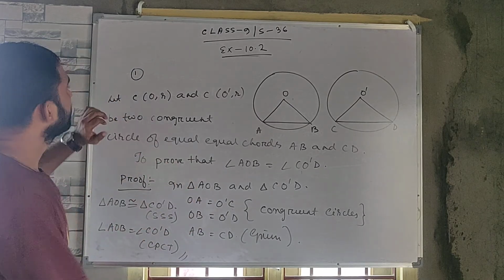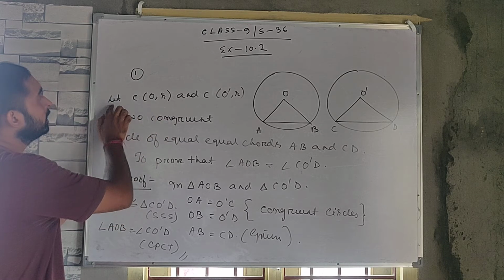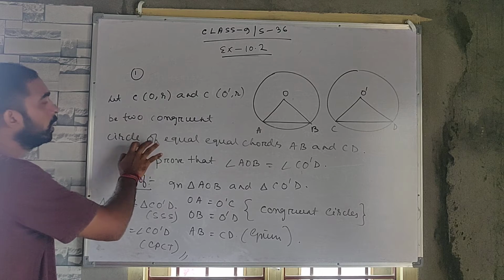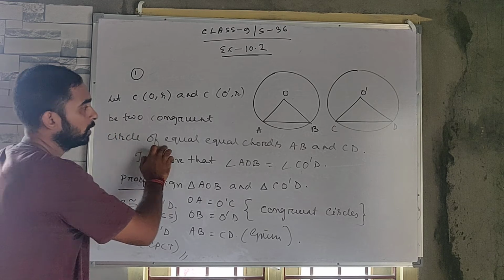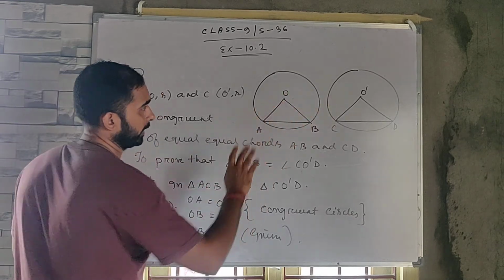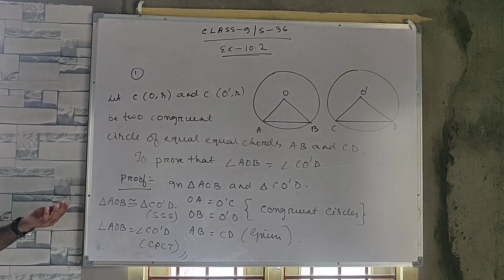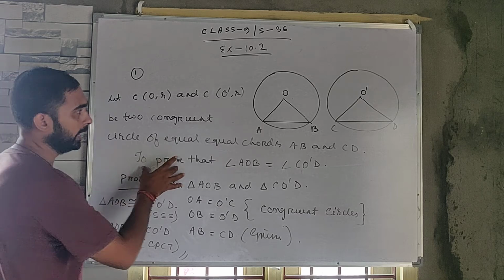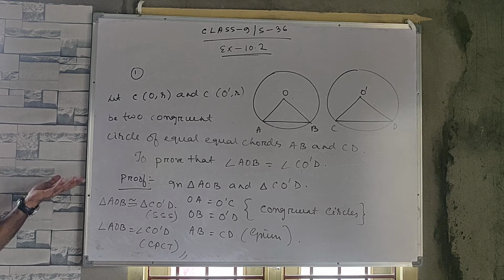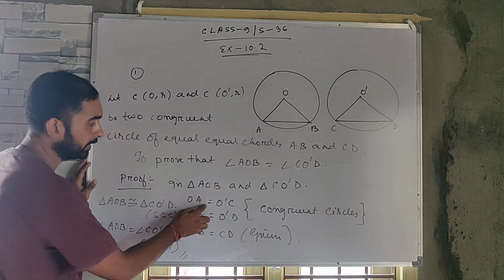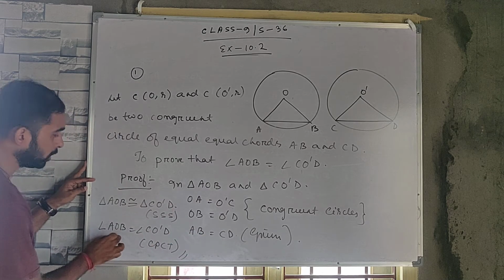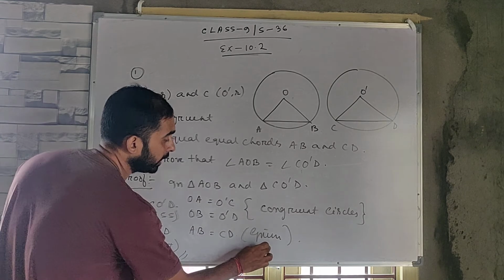So the first thing is the same. See question number 2, what is the difference? Let C(O, r) and C(O', r) be two congruent circles with chords AB and CD. It is not given that AB equals CD. It is given that angle AOB equals angle CO'D. That is the given thing. Then to prove that AB equals CD. That is the question. Now the triangles are the same, but instead of AB equal to CD, we will mention that angle AOB equals angle CO'D. That is given.